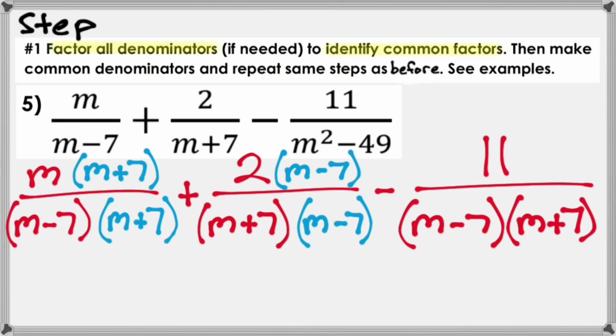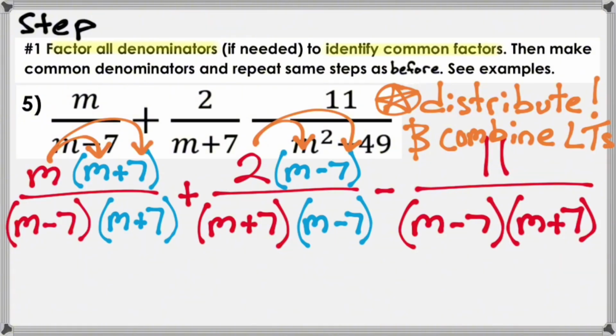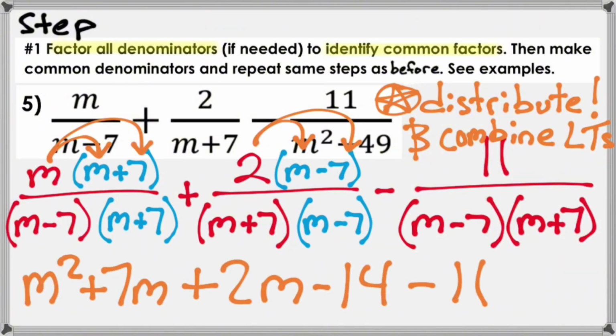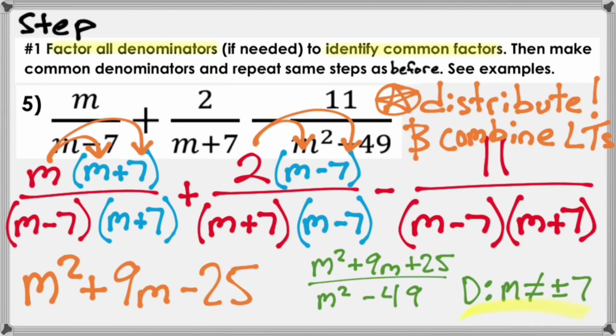The rest of this is now just multiplying things together and combining like terms. So we're going to take our numerators and distribute, and then we're going to combine the like terms together. So you're going to have this expression right here. Combining like terms, you're going to get a 9m and a minus 25. And then your denominator could be multiplied back together to give you an m squared minus 49, or you can leave it as m minus 7, m plus 7. Either way, you are not allowed to use positive or negative 7 because that would make the domain become 0.